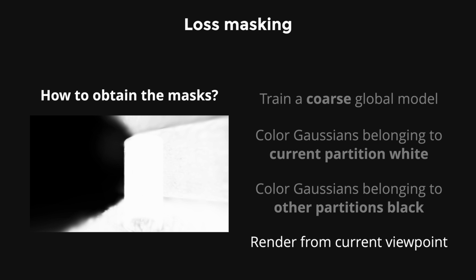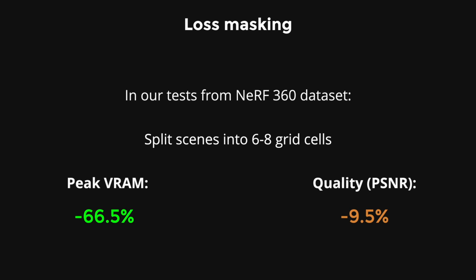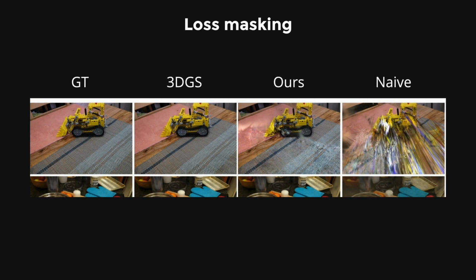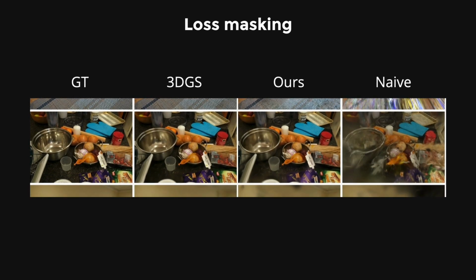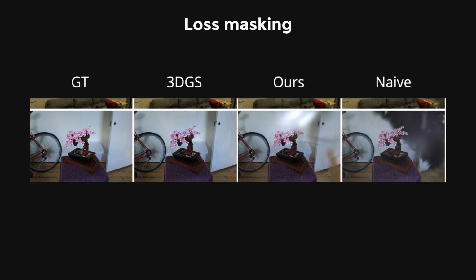To evaluate the efficacy of this method, we trained models using the same dataset as the Gaussian splatting paper. Over the 9 scenes on which we trained models, on average we see a 66.5% reduction in graphical memory usage, while only receiving a 9.5% reduction in PSNR quality. Qualitatively comparing the results of this method to regular 3D Gaussians, as well as a baseline split and merge training method that does not use loss masks, we see that our results recreate the results of 3D Gaussians much more closely compared to the naive method.